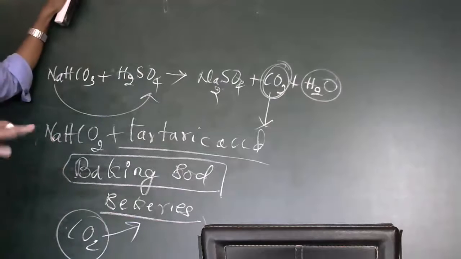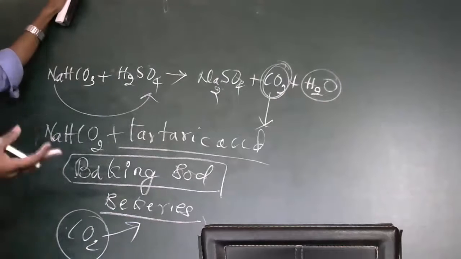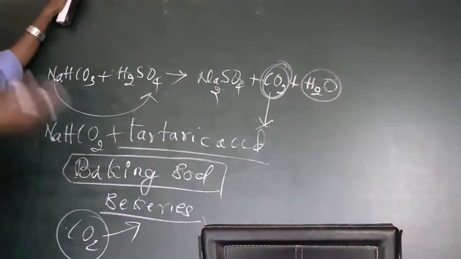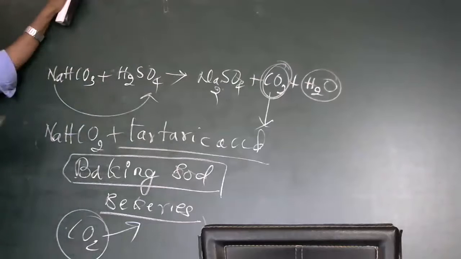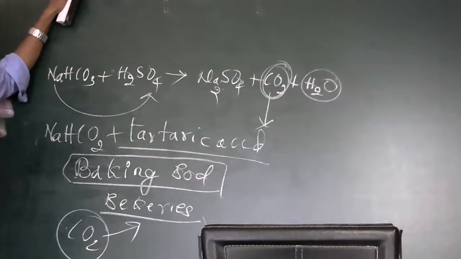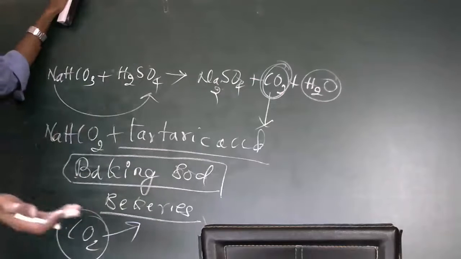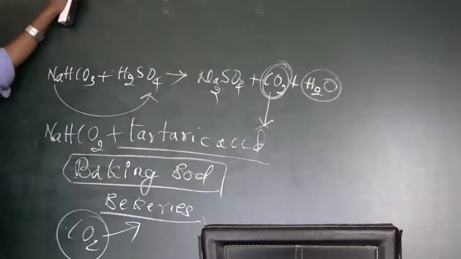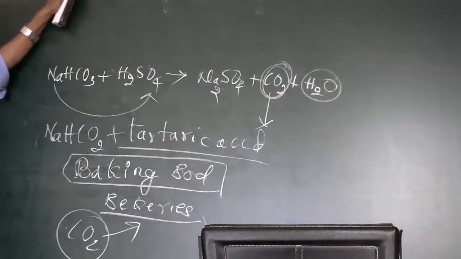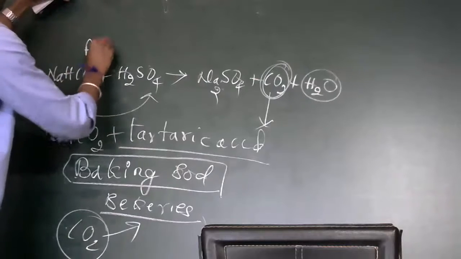When these doughs are made into bread, buns or puffs and kept in the oven, the carbon dioxide in the dough escapes, so that it becomes very puffy, with a smooth, spongy feeling. That is because of this carbon dioxide. This reaction is there in the textbook, so go through it.